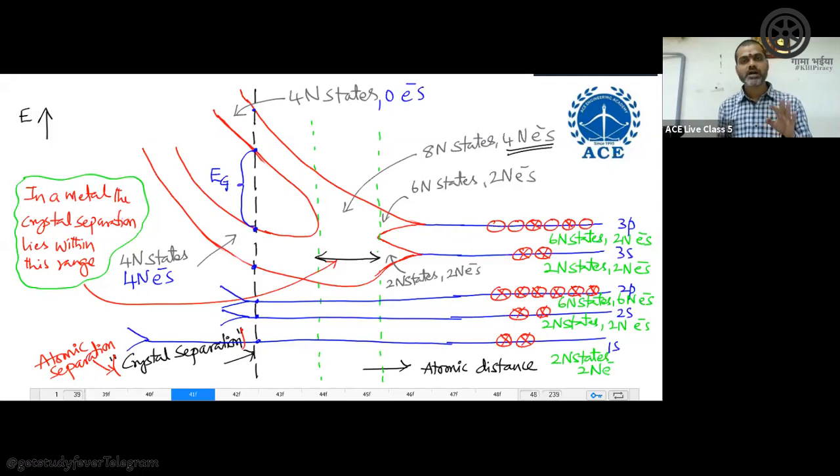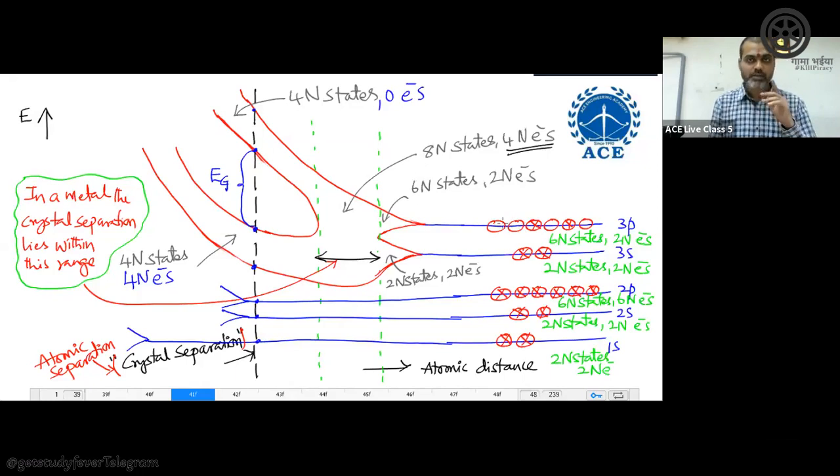What will happen? The electrons present in the outermost orbit are going to start interacting with each other. According to Pauli's exclusion principle, no two electrons are going to have the same energy. Because of that, what will happen now? You can see very clearly here. If you consider 6n states for 3p, up till this point all the 6n states or 6n electrons are going to have the same energy.